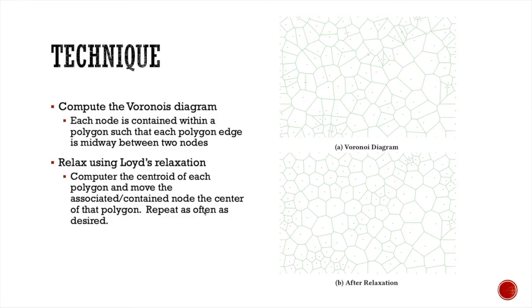For each polygon in the Voronoi diagram, we compute the centroid of that polygon. We then move the corresponding sample to the center of that polygon. And this process can be repeated as often as desired. With each repetition, we produce a more regular mapping.